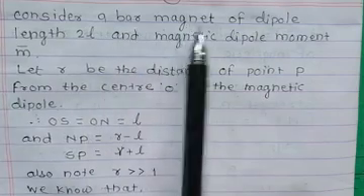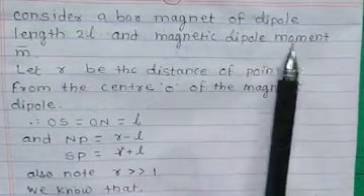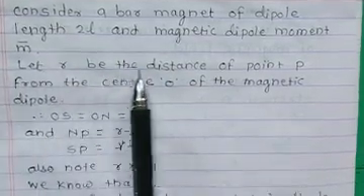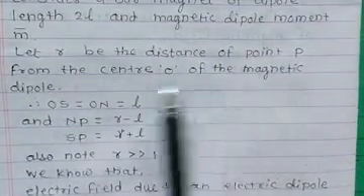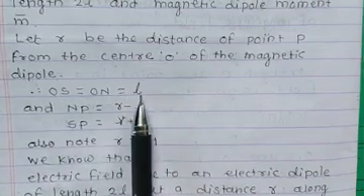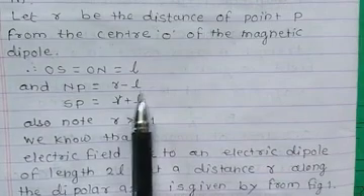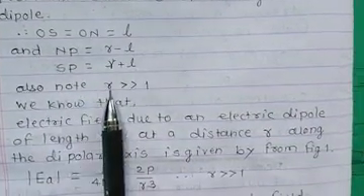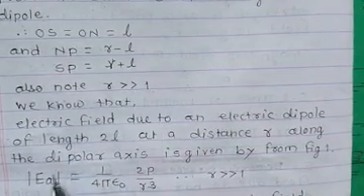Consider a bar magnet of dipole length 2L and magnetic dipole moment M. Let R be the distance of point P from the center O of the magnetic dipole. So you know OS is equal to ON is equal to L. You know NP is equal to R minus L, and SP is equal to R plus L. Note that this R is very much greater than L.